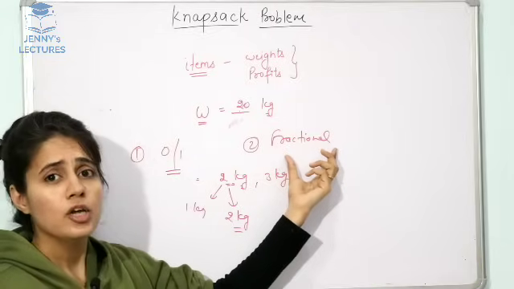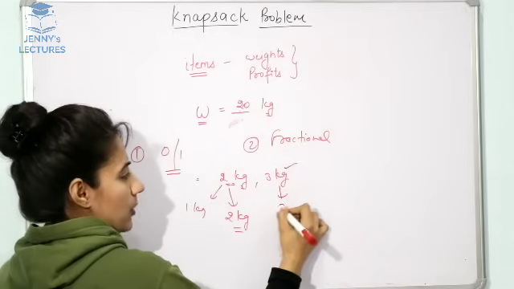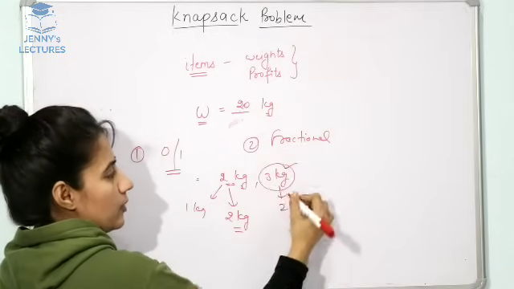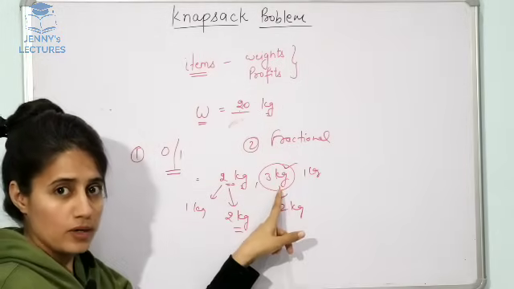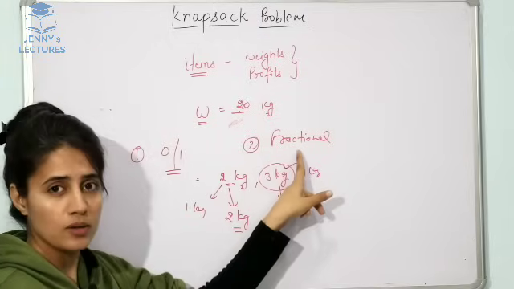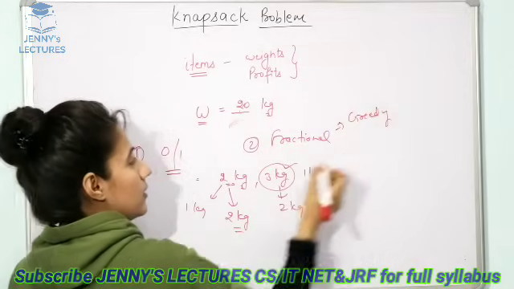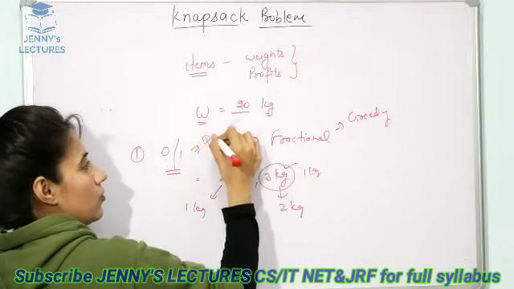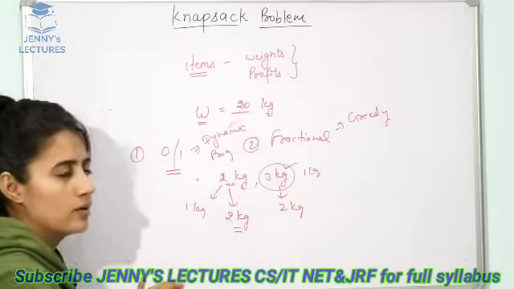What happens in fractional? You can divide that item. Suppose one item is of 3 kg, you can pick only 2 kg of this item and leave 1 kg. It is not compulsory that you have to pick 3 kg of this item. This is the fractional knapsack problem, and it is solved with the greedy method. And the 0-1 knapsack problem will be solved with the dynamic programming method.